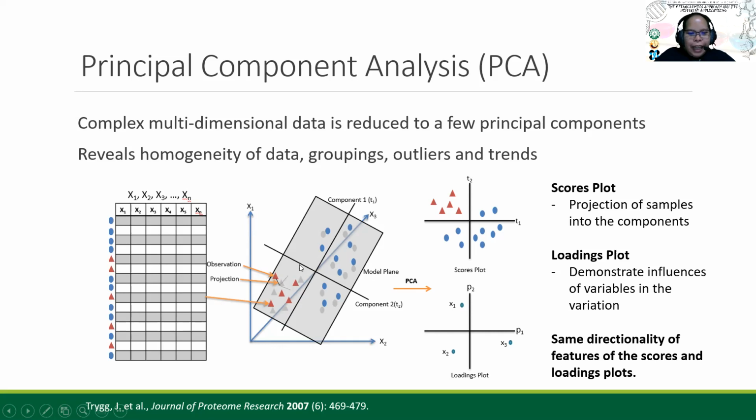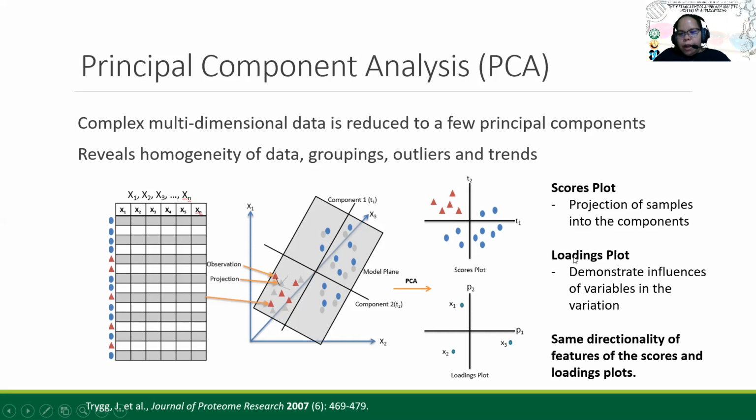So again, your observations will be projected into your component 1 versus component 2. And then you will be able to have what is known as your scores plot. So the scores plot provides you the projection of your samples into the components. Here, as you can see, you will be able to see whether there are any clusterings or patterns. So you can see clustering of your triangles here. Your circles are distributed across the three quadrants here.